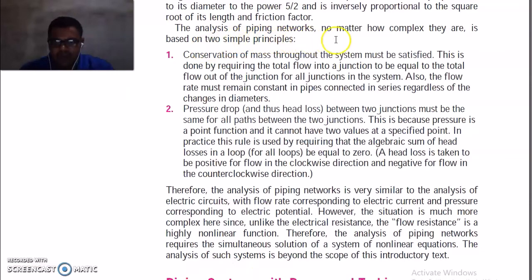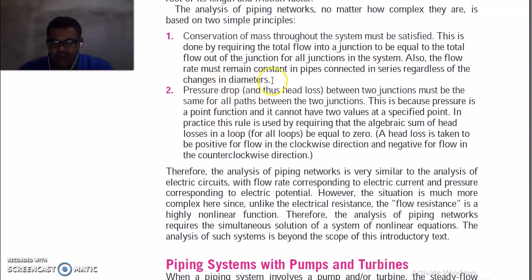The analysis of piping networks, no matter how complex they are, is based on two principles. Conservation of mass throughout the system must be satisfied. This is done by requiring the total flow into a junction to be equal to the total flow out of the junction for all junctions in the system. Also, the flow rate remains constant if pipes are connected in series regardless of change in diameter. The pressure drop between two junctions must be the same for all paths between the two junctions. This is because pressure is a point function and it cannot have two values at a specified point.